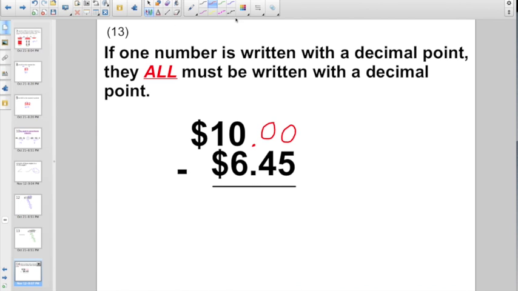That's all it takes. $10 minus $6.45, and let's get ready to subtract. 0 minus 5, can't do it. Go to the neighbor, say, hey man, can I borrow one? He says, I'm broke too. He has to go to his neighbor. He says, nope, I'm wiped out.